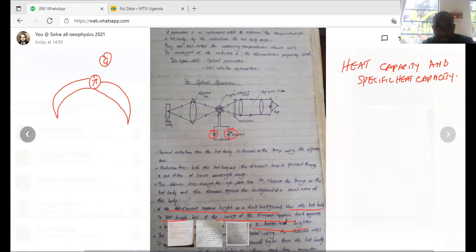Okay, so with that, I think we can call it a day because our time is up. So read about heat capacity, the same heat capacities you had in O-level, and specific heat capacity, though we shall advance a little here at A level. Okay. Have a good day.